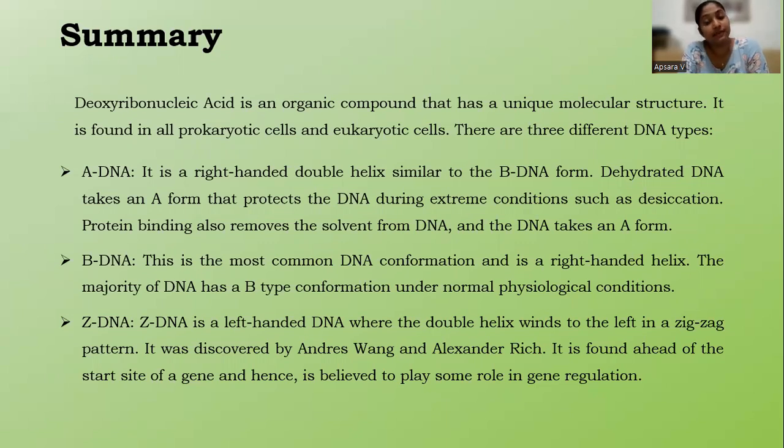zDNA is a left-handed DNA where the double helix winds to the left in a zigzag pattern. It was discovered by Andrews, Wang, and Alexander Rich. It is found ahead of the start site of a gene and hence is believed to play some role in the gene regulation mechanism.